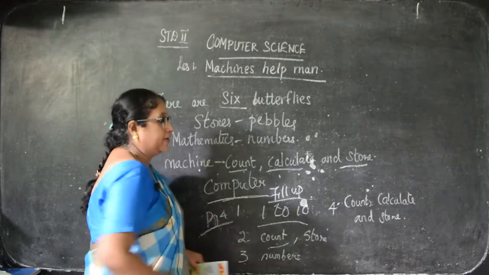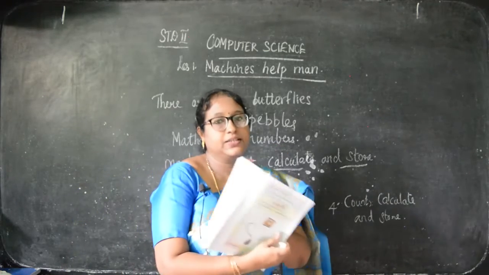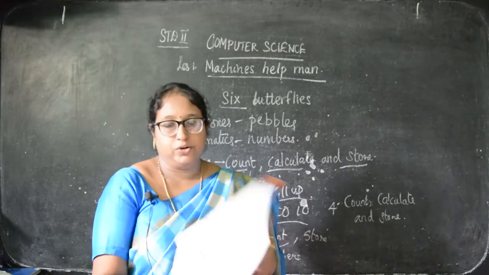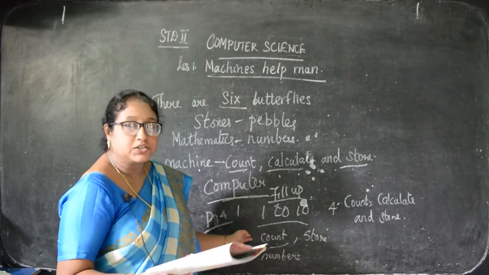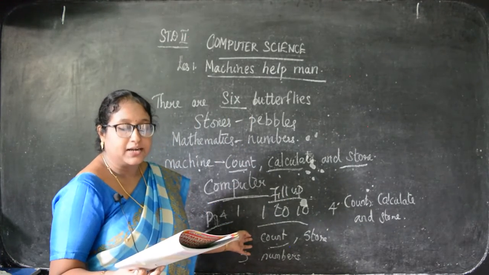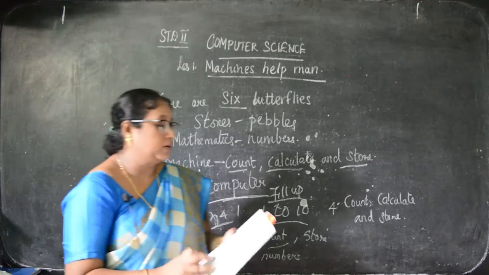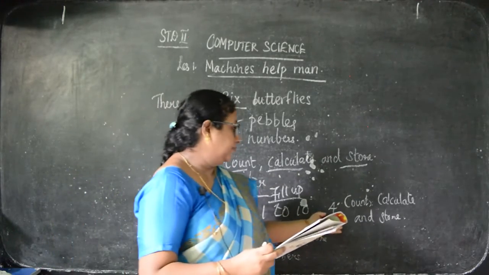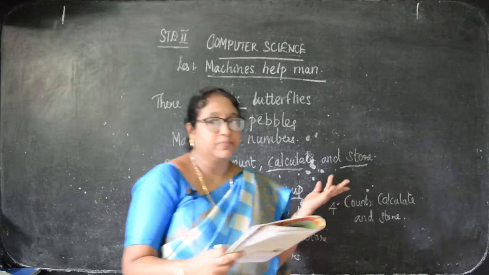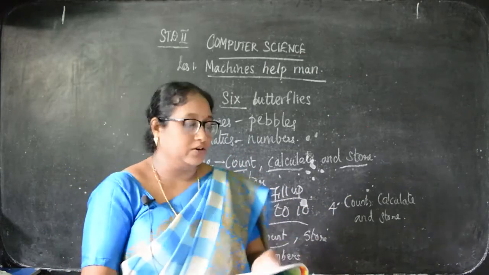And on page number 5, the activity is given there. It's very easy to do. You can do it, children. So the fill in the blanks I gave: first one is 1 to 10. Second is ancient man used his fingers to count and his brain to store the count. Then mathematics works with numbers, and man wanted a machine to help him for what? To count, calculate and store.